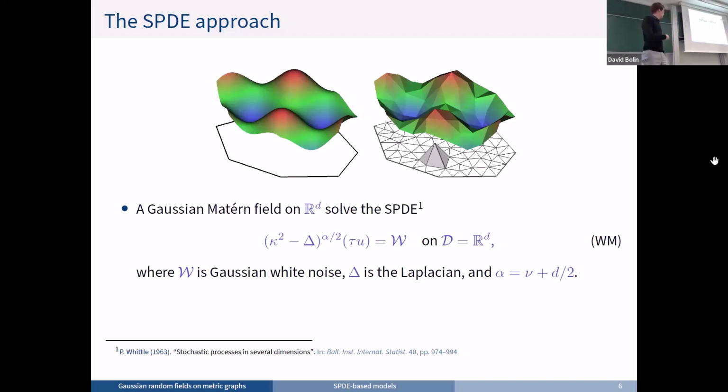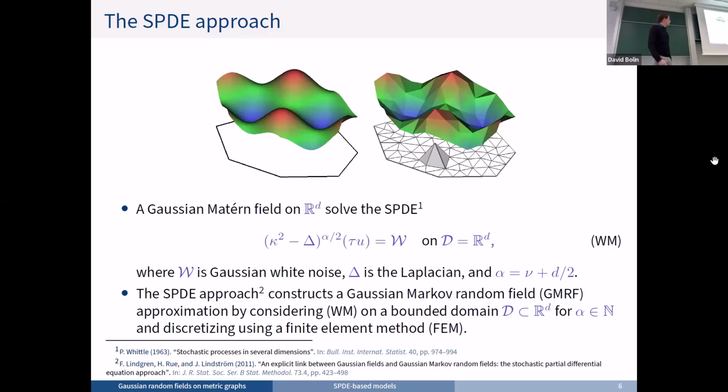This has been known since the early 60s when Peter Whittle showed this, but it wasn't really used for anything until this important paper in 2011 where Lindgren, Rue, and Lindström proposed to use this representation to come up with computationally efficient Gaussian Markov random field approximations of this process. And the idea is actually simple. Instead of working with the covariance-based representation, we take this PDE representation and discretize it using well-known finite element methods.